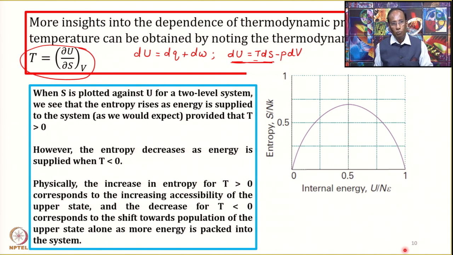But what is more important here is to recognize that when S is plotted against U for a two-level system, we see that entropy rises as the energy is supplied to the system, provided T is greater than zero. However, the entropy decreases as the energy is supplied at T less than zero. So what does it mean? That if you supply energy, del U is positive, and the entropy decreases, del S is negative. That means we are talking about negative temperature. Physically, the increase in entropy for T greater than zero corresponds to increasing accessibility of the upper state. We have discussed it earlier. And the decrease for T less than zero corresponds to a shift towards population of the upper state alone as more energy is packed into the system. Same thing we have discussed in the earlier slides.